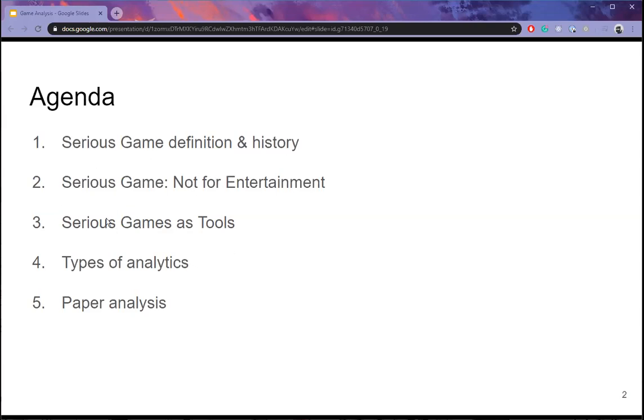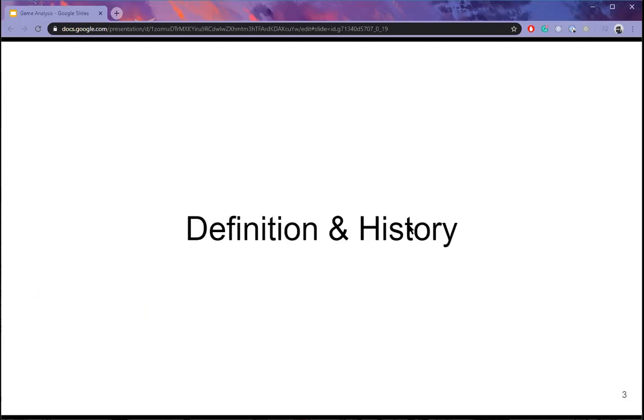And in this section, the authors of the first chapter of the book that I gave the link to you on GitLab actually inject a purpose into the definition of serious game, so we're going to see how it goes. And fourth, we're going to talk about different types of analytics that are related to serious game, like learning analytics and game analytics. Finally, it's the paper analysis. All right, and let's get started by looking at the definition and history of serious game.